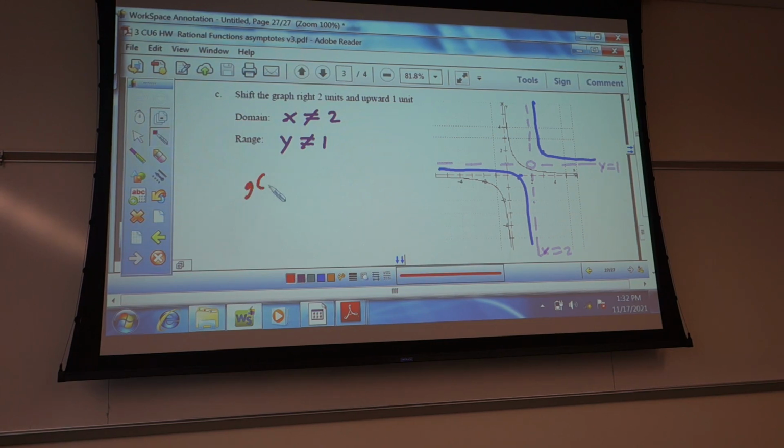Last thing is, what's my new function? g of x equals, I have an inside and I have an outside. The inside is x. I want right 2, so minus 2. On the outside, it's going to be plus, up 1. Yep, plus 1 on the outside.